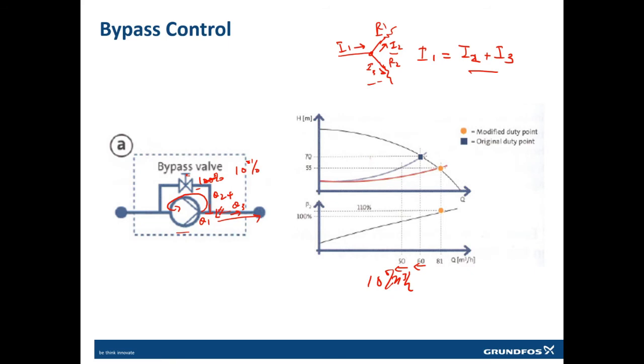So in the system only 50 meter cube per hour goes, but eventually I am consuming more power now. If I was consuming 100% earlier, now I am consuming 110%, because to give 50 meter cube per hour, 10 meter cube per hour is circulating inside the pump. This is a possibility to reduce the flow going into the system. You just open the bypass valve, but you will be consuming more power to do so.